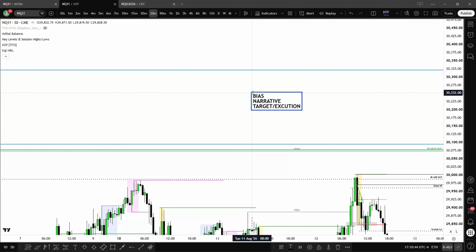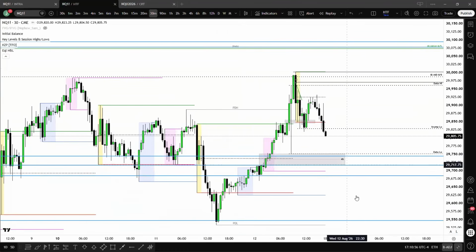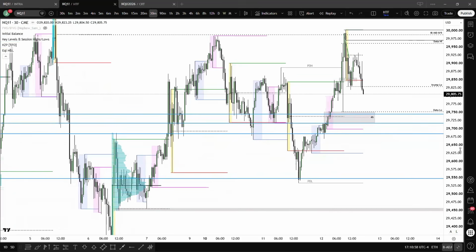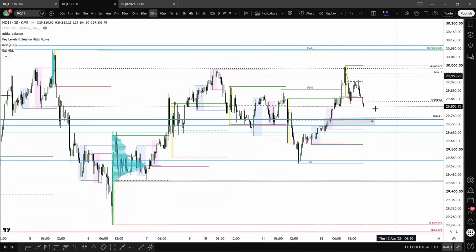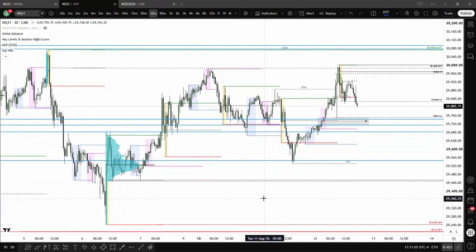That's it. Different time frames are used for bias, narrative, and target execution. But all my trades come from the 1 hour and the 4 hour. That's where my bias and everything comes from. I just execute on the short time frame, but I put all my higher time frame levels on my shorter time frame charts. So now I can react.